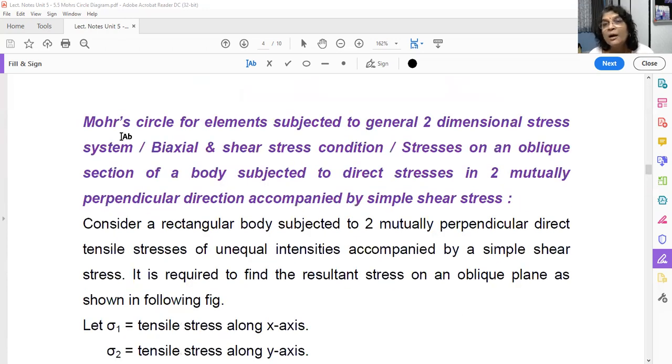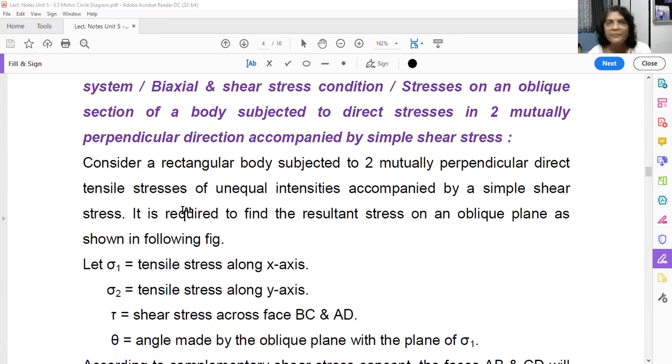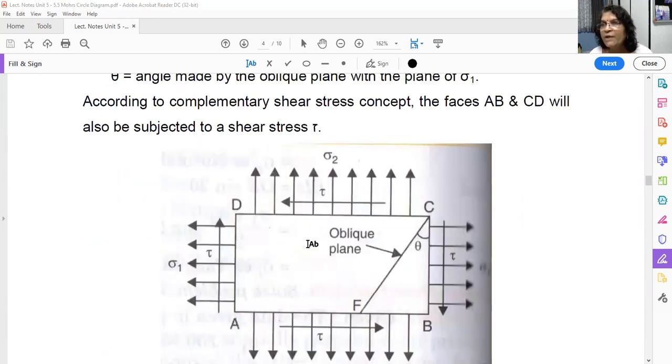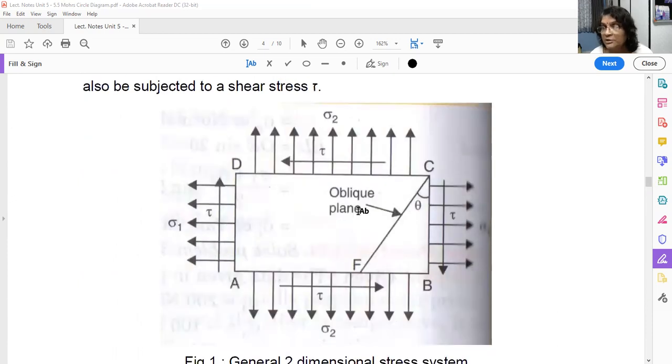Now we have to study the third state, that is the general two-dimensional stress system. You can easily apply Mohr's circle to the first two systems, but it is usually applied to biaxial and shear stresses, because instead of using the big formulae, you can easily find the stresses by drawing the Mohr's circle. Now consider a rectangular body, similar to this one. You are already familiar with this diagram, which we studied yesterday.